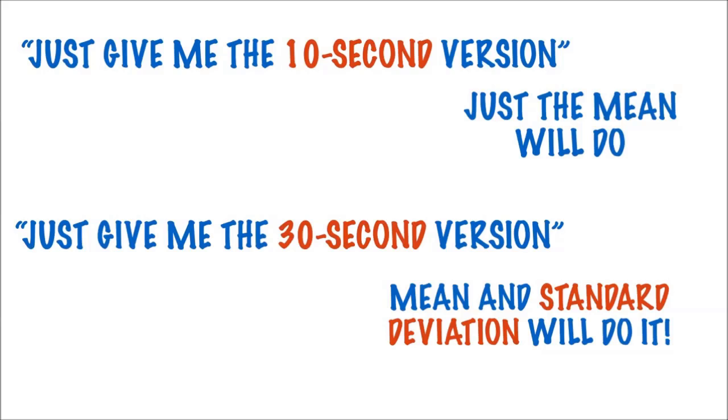Jokes apart, again, this point is an important one. If you need to summarize data using just one number, use the mean or the average. If you need to summarize data using two numbers, use the mean and the standard deviation or some other similar measure of dispersion. This section talks about measures of dispersion or of spread. Let's understand what these are and why they are useful.